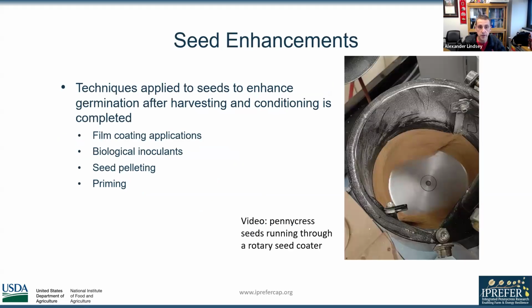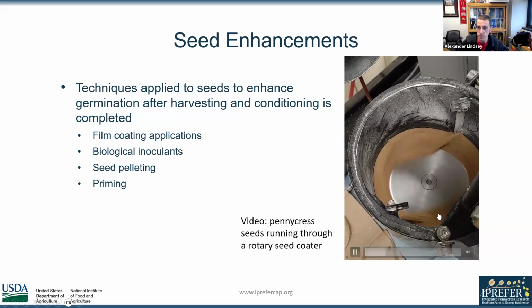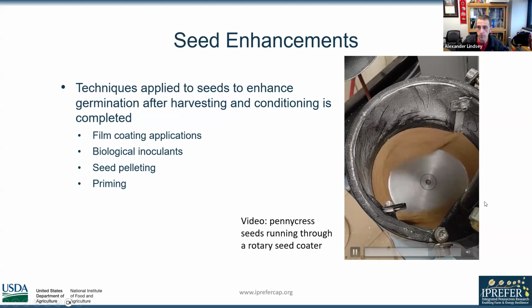Seed enhancements, on the other hand, are techniques applied to seeds to enhance germination after harvesting and conditioning. Some examples of this would be using film coating applications, biological inoculants, in the case that we see for things like legumes, but also priming seeds to increase germinability at a faster rate, or applying things like a seed pelleter using a rotary coater, which is kind of what we can see going on in this sample here.